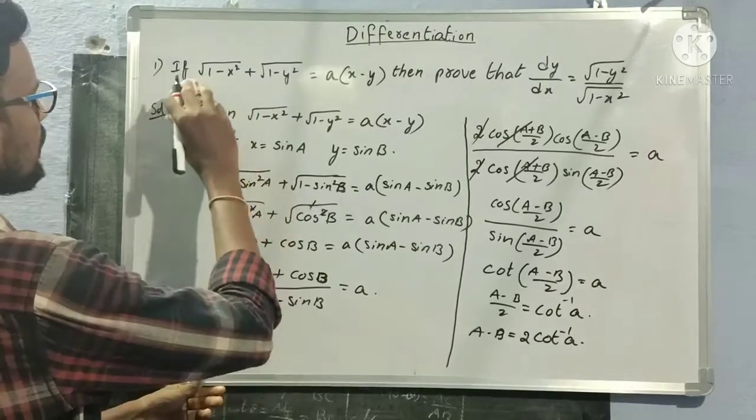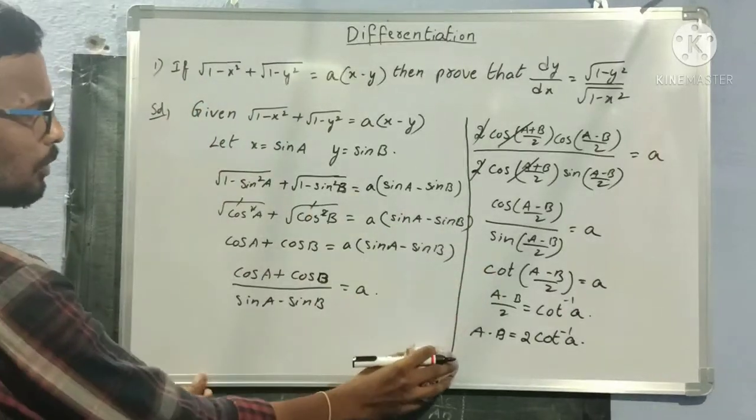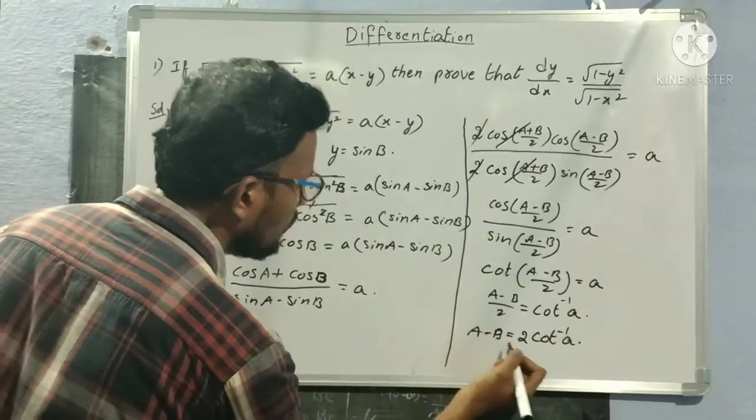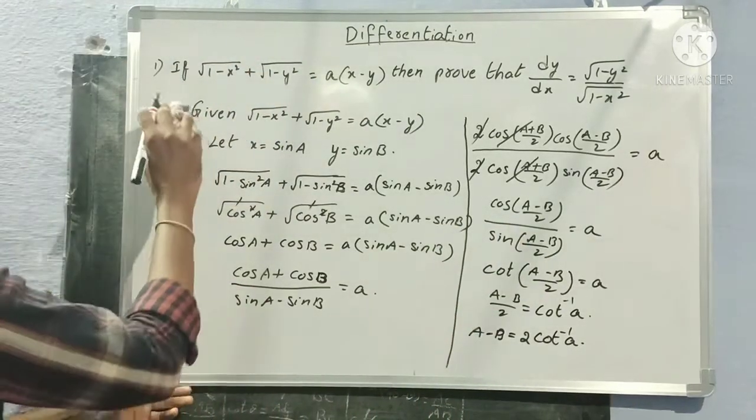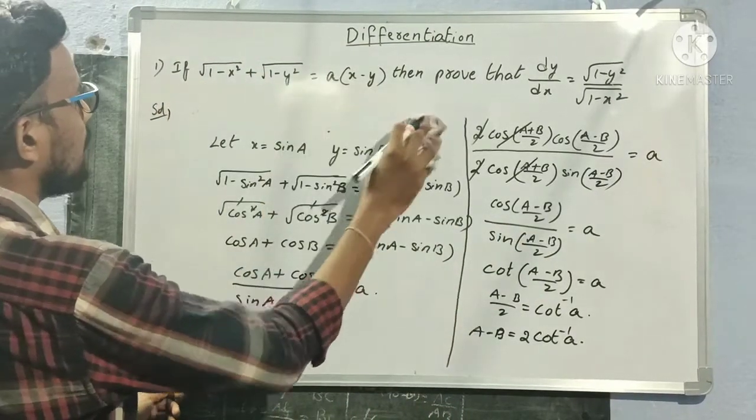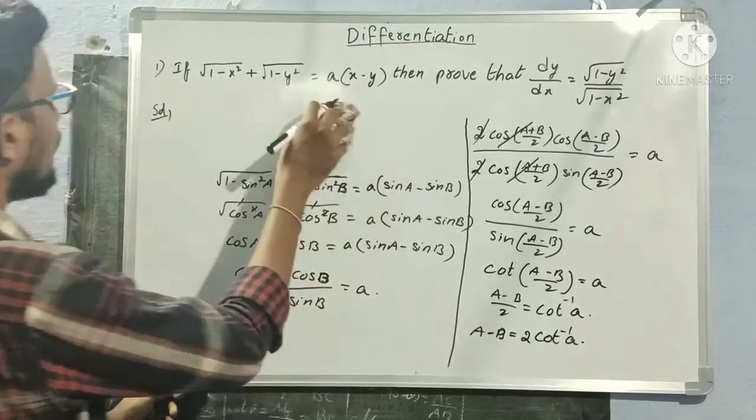So now let us substitute that. I hope everybody understood up to here. So A minus B is equal to 2 cot inverse A. Okay. So now this one I am rubbing now. I want to take again.